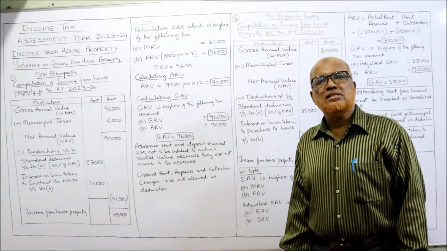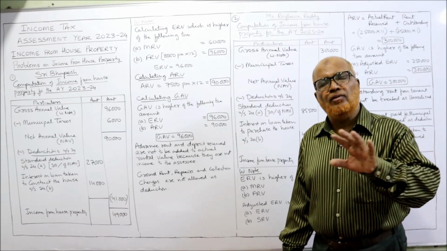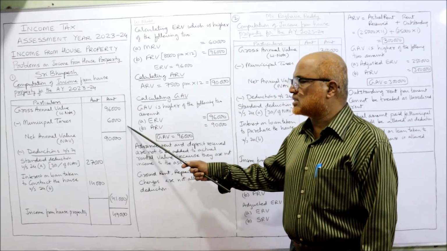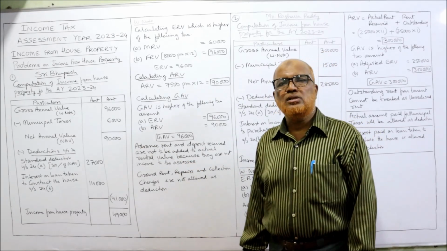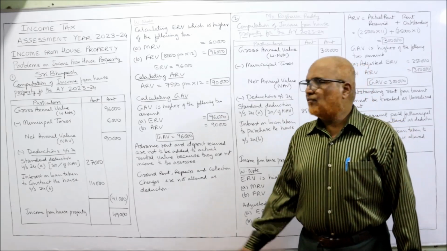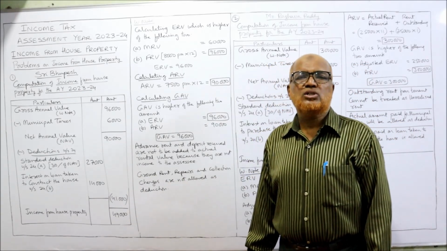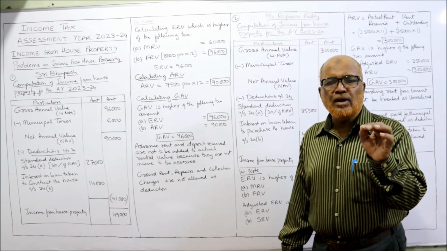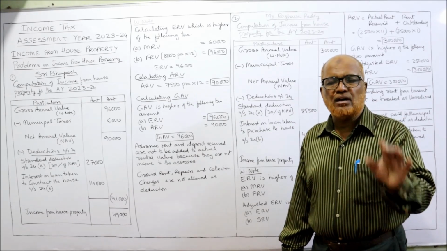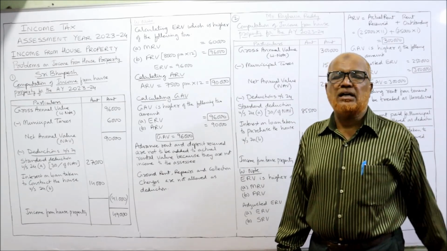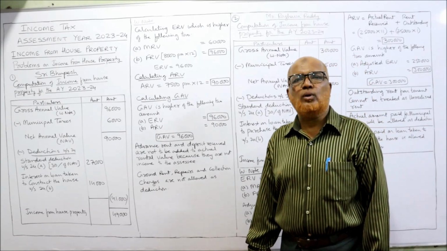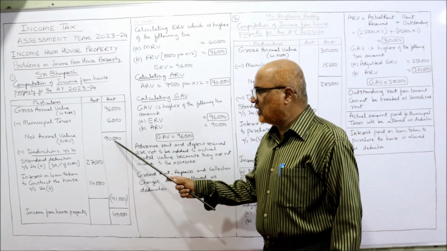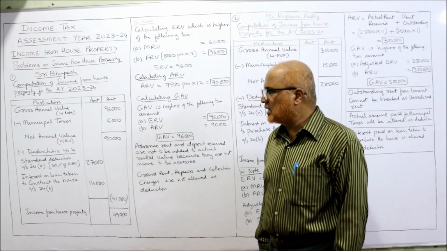Now municipal taxes paid by the owner will be allowed. In the problem, it is given that municipal taxes paid by the owner are 6,000. Deduct, and 90,000 is called the net annual value. From NAV, deduct two deductions. Standard deduction is a compulsory deduction. In every problem, whenever someone has income from house property, he will get standard deduction under section 24A: 30% of NAV. So 30% of 90,000 gives 27,000.